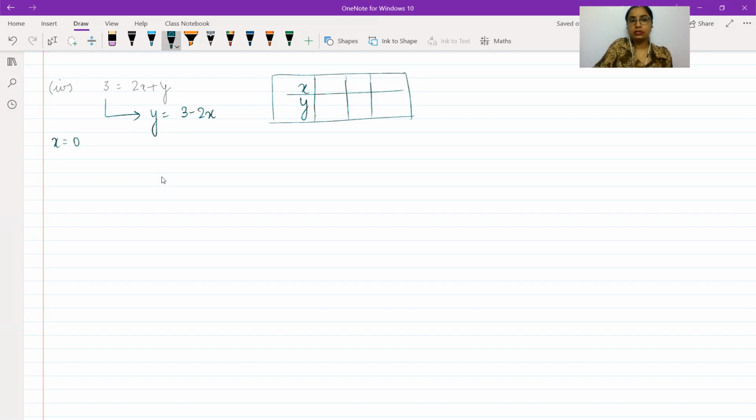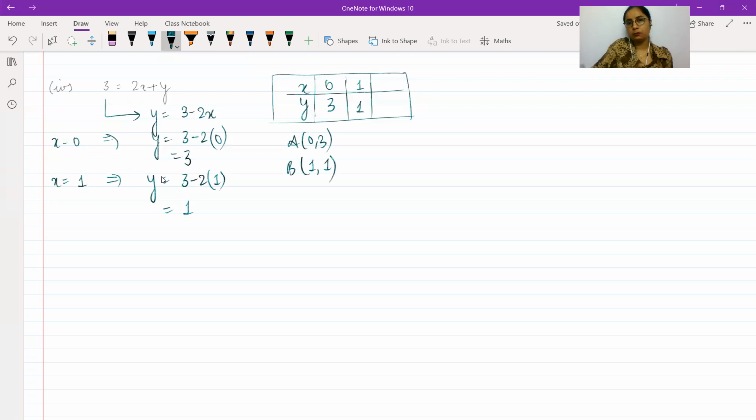So the first value I'm choosing is x equals 0. This will give me y equals 3 minus 2 multiplied by 0, which is 3. So the first pair is (0, 3). I can write down the name of the point as A (0, 3). Let's take a suitable value for x again. x equals 1, y will be equal to 3 minus 2 multiplied by 1. The answer will be 1. So the pair is (1, 1). Let's give the second pair the name B, point B.